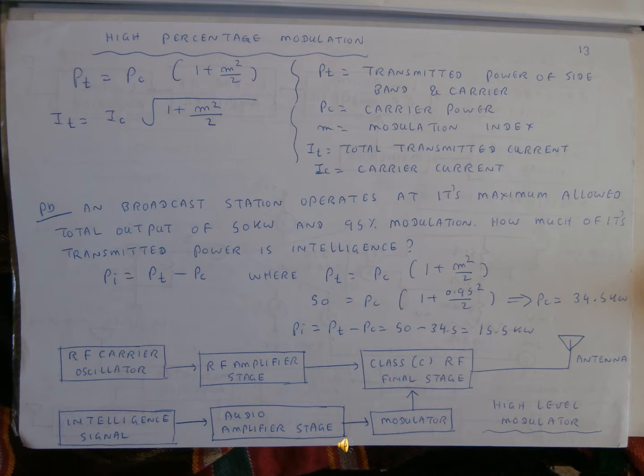We also saw the diagram. The radio frequency oscillator passes through the radio frequency amplifier stage, and then we go to the class C radio frequency final stage. The intelligence signal passes through the audio amplifier stage and then combines with the modulator. The modulator output is fed into the class C RF final stage. All the final frequency waveforms come out from the antenna, and the antenna transmits them. So that was the high level modulator circuit.